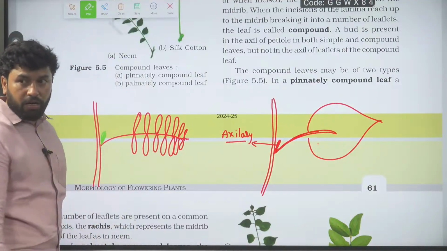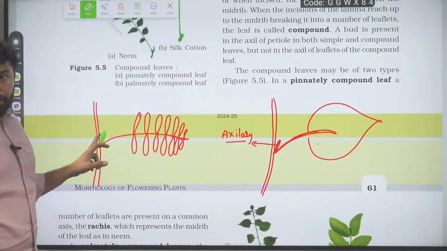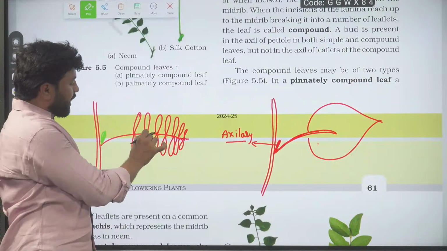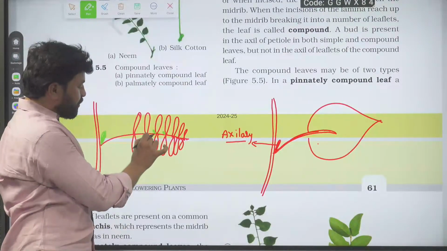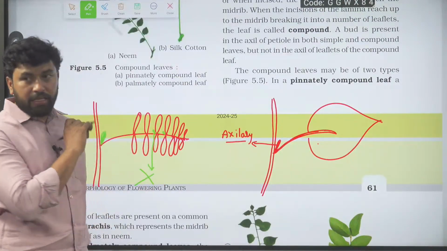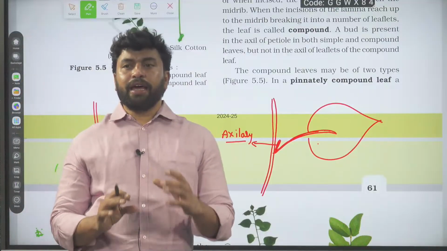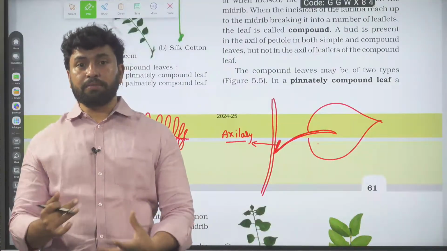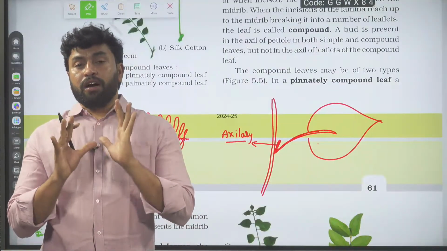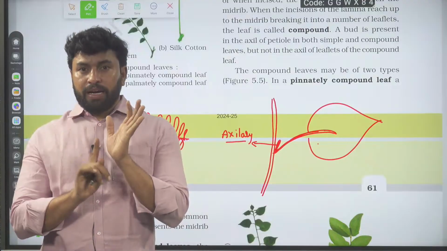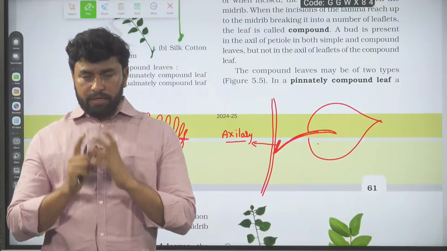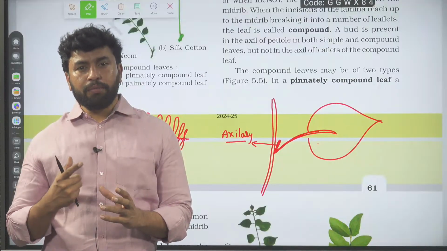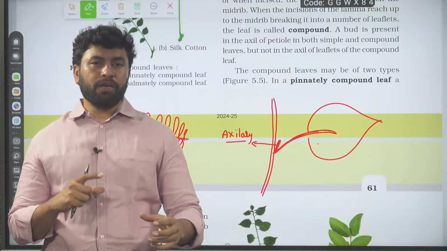Axillary bud must always be at the axil of petiole or at the axil of a leaf. You can never have an axillary bud here. Arrangement of axillary bud like this is not possible because an axillary bud is not a part of leaf. It is a part of stem. On the surface of the stem, at the axil of the leaf, there is a bud called axillary bud. Later, this bud may develop into a branch or it may develop into a flower.